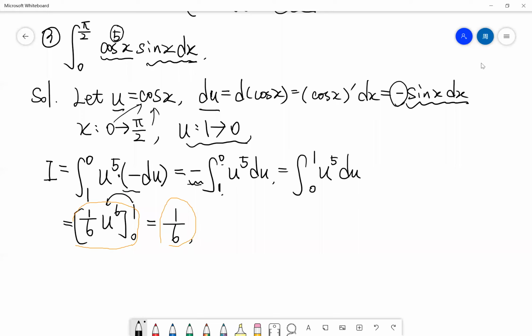So, and after that, minus 0 into this function. So that is 1 by 6 times 1 power 6, right? And minus 1 by 6 times 0 power 6. So 0 here, 1 by 6. We can get 1 by 6 at last here.